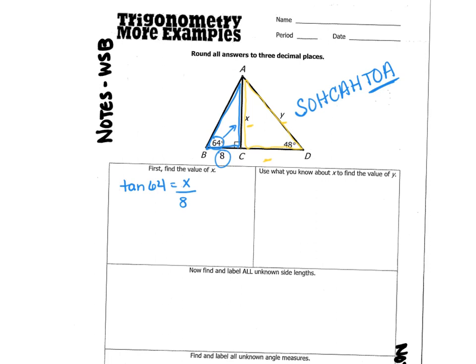Remember, we like to round that to 4 decimal places, so that's going to be 2.0503 equals x divided by 8. I'm going to multiply both sides by 8. So 2.0503 times 8 is 16.40. And it's appropriate to round your answer to 2 decimal places. So I know now that this x is 16.40. I'm going to go ahead and jot that into my figure.